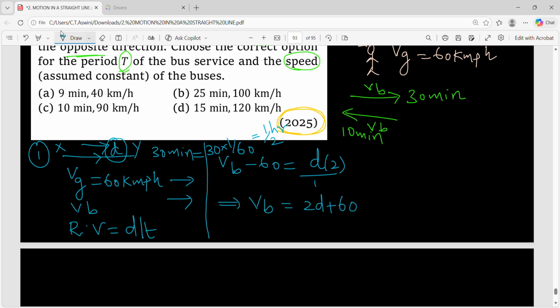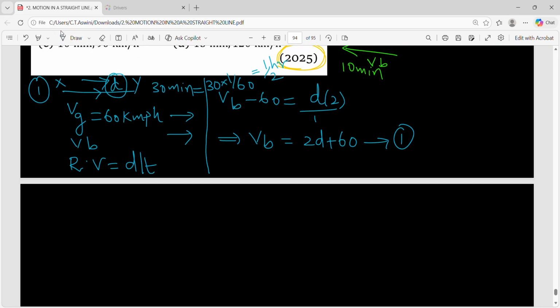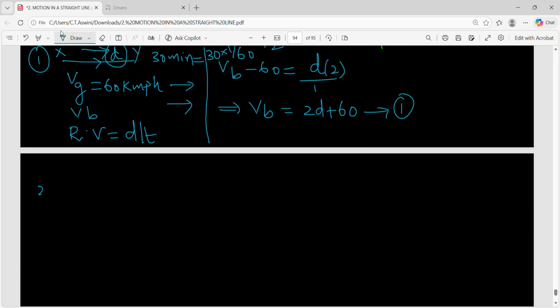So what is VB now? It is 2D plus 60. Let us take this as equation 1. Any doubt so far? Any doubt? No. Let us see the second case.